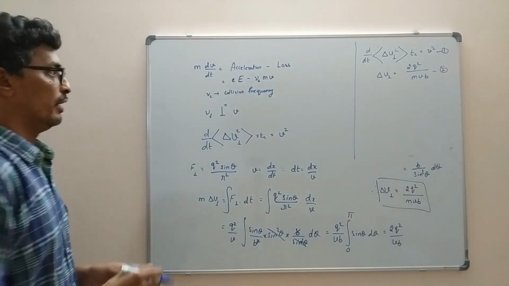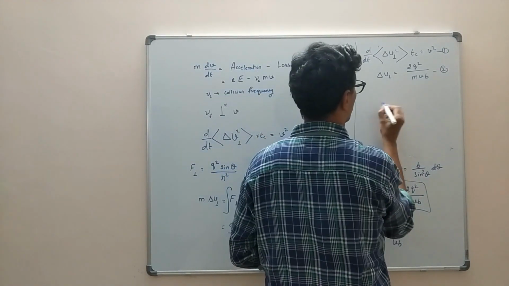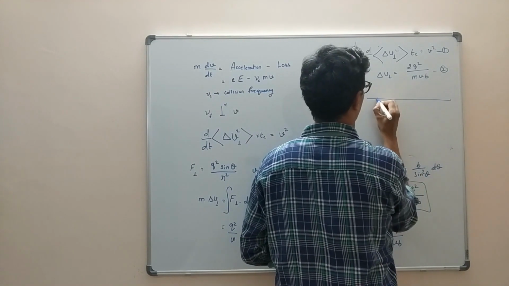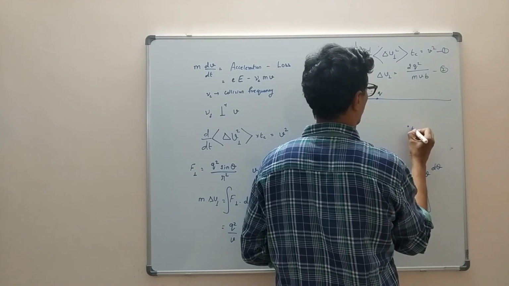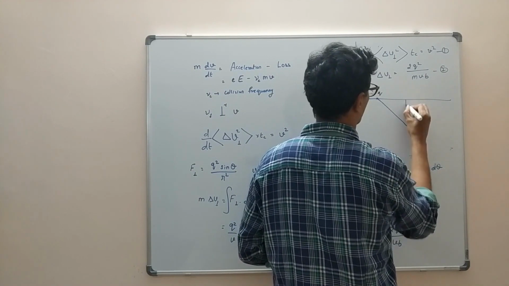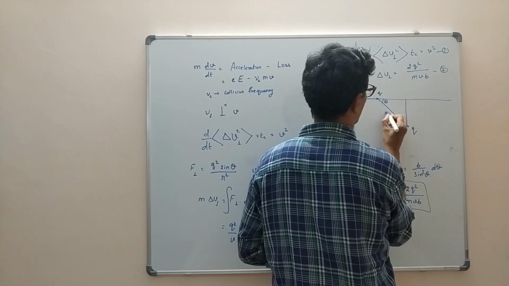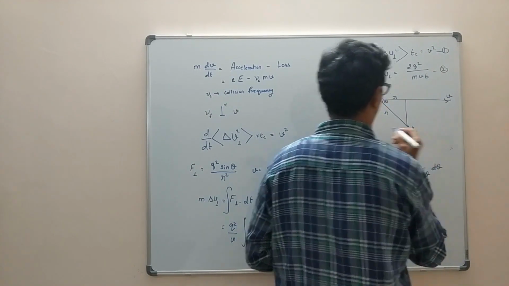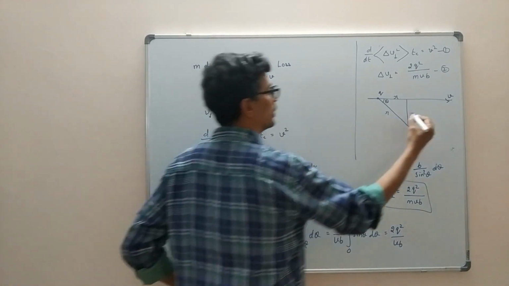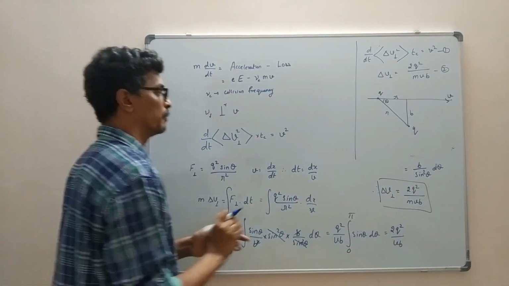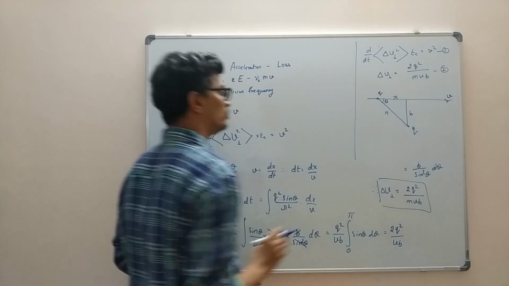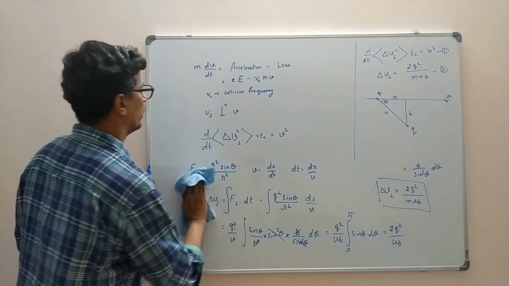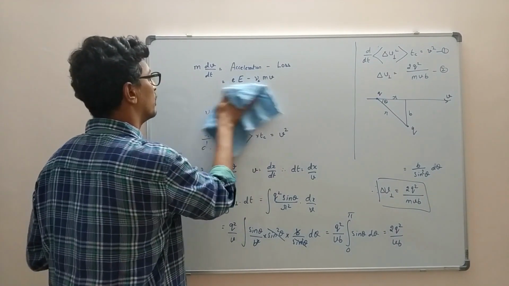Fine. And remember, I can even draw the figure. You can draw the figure that is your particle Q, and this is Q, and this is theta, R, X, this is velocity V. And this is your B, parameter B. Well, fine.